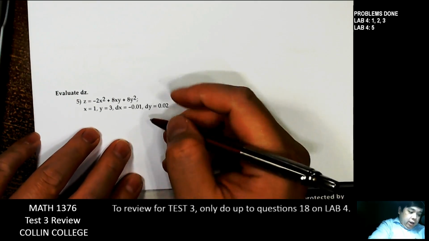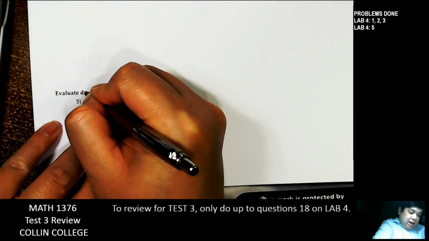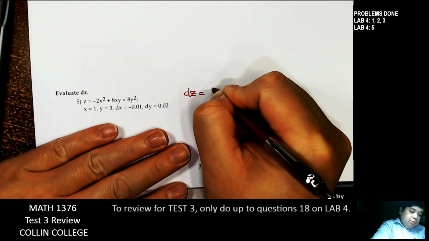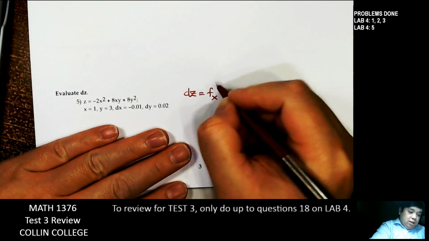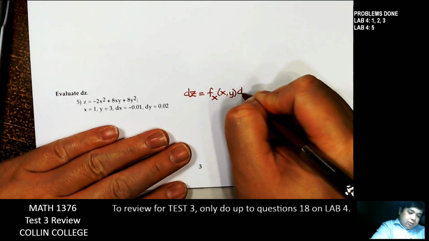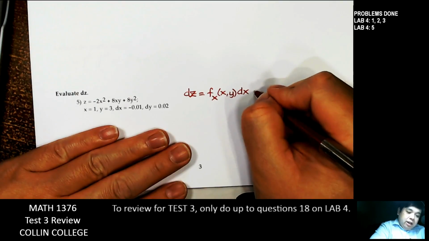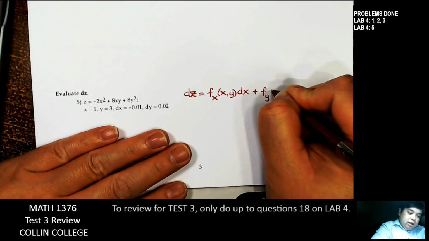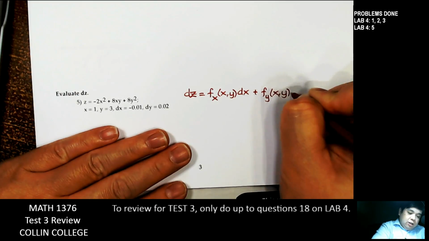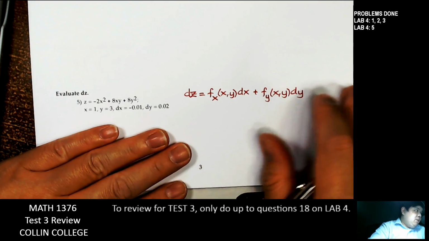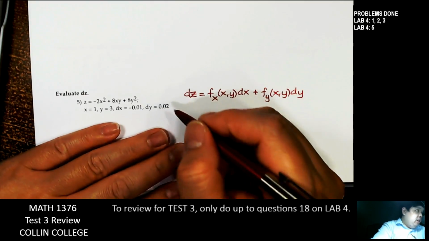Looks good. All right. If we have z and they ask for dz, the formula for dz is the function with respect to x, dx, plus the function with respect to y, dy. And if we have more variables, we just keep stacking to that side.